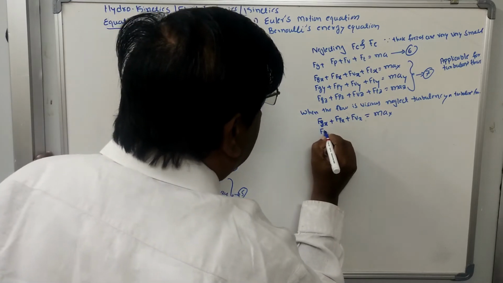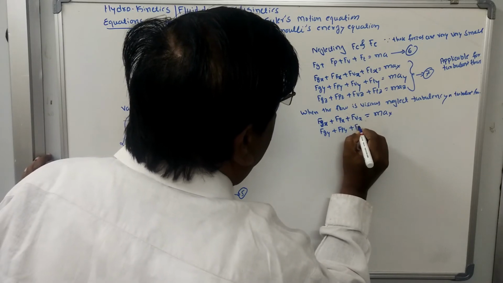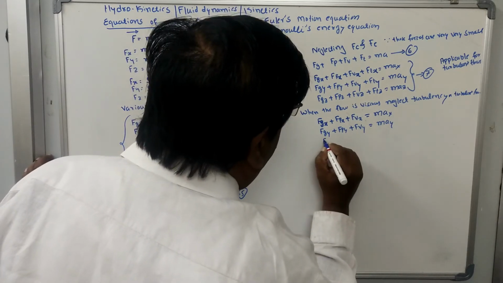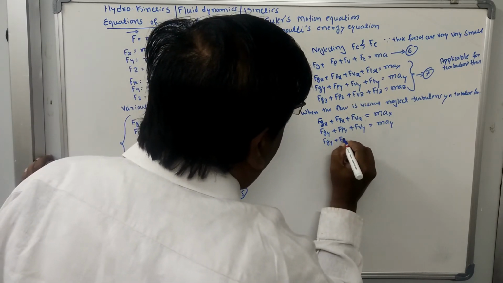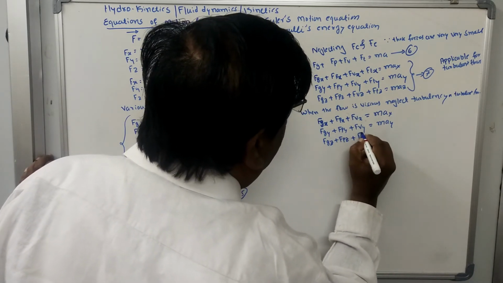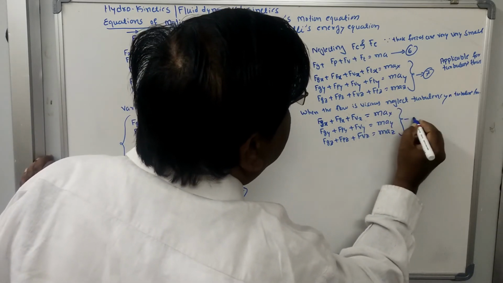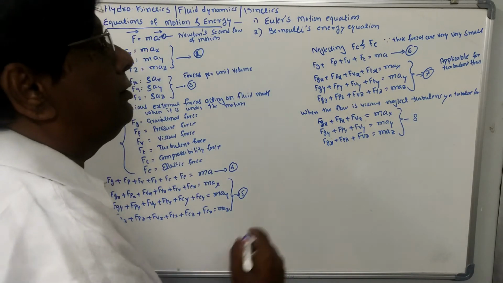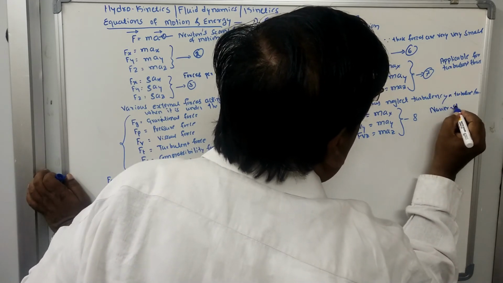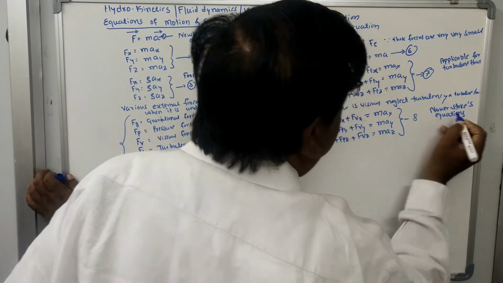Similarly, F_Gy plus F_Py plus F_Vy is equal to M a_y, and F_Gz plus F_Pz plus F_Vz is equal to M a_z. You can call these the set of equations 8. These equations are called the Navier-Stokes equations.